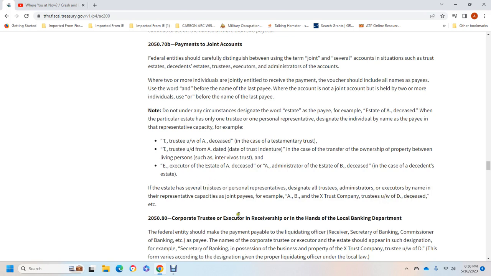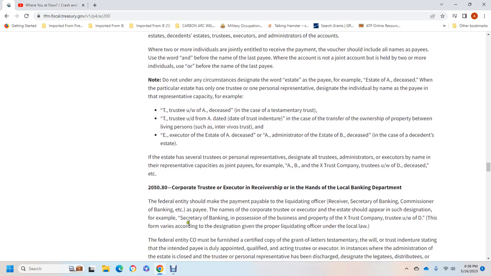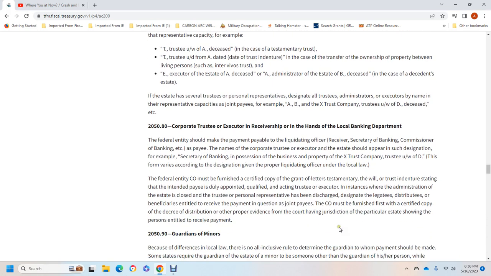2050-70D: For a corporate trustee in receivership, for example a bank in receivership under local law, the federal entity should make the payment payable to the liquidator or receiver, the secretary of the bank, or commissioner of the bank, as payee, with the name of the corporate trustee, executor of the estate, and so on. It should appear with the precise designation, for example, Secretary of Banking in possession of the business and property of the X Trust Company, trustee under will of D. This form varies according to the designation prior to the proper liquidation of the office of the official under local law.